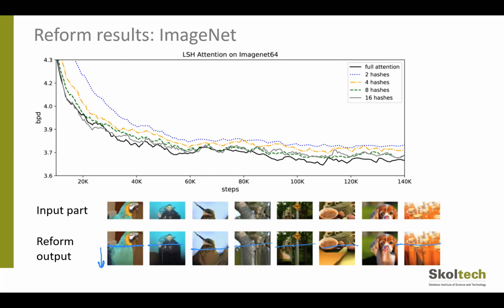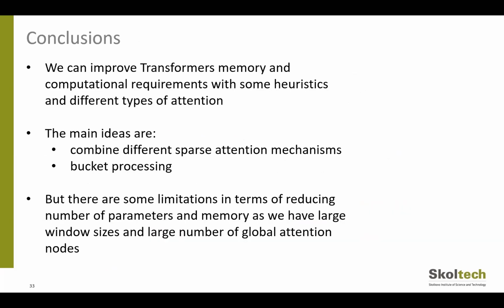And you can see that with full attention, you have similar quality if we have many steps. And if we have 16 hashes, then we are close to what we have with full attention. And more hashes give us a higher score in terms of attention. So even if you try to apply it to different areas, this Reformer attention is better.